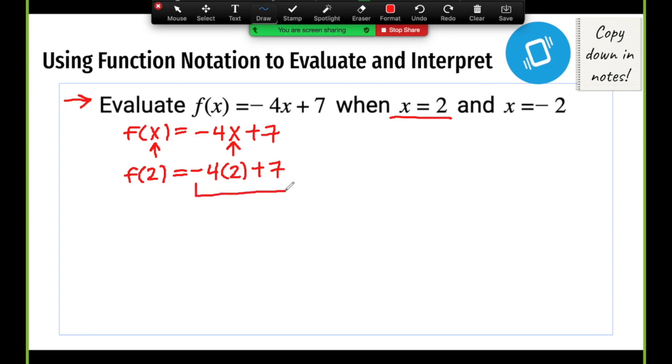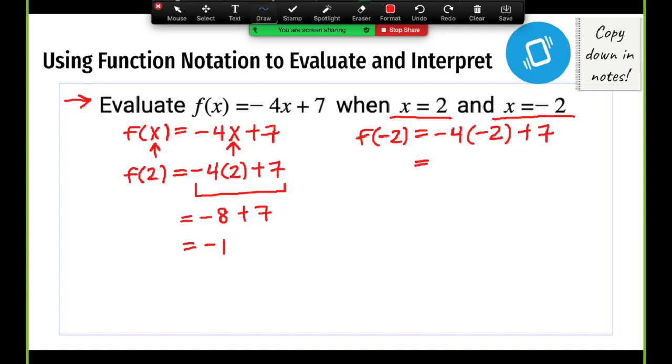And then I simply find my output by solving this equation here. Negative 4 times 2 gives me negative 8, plus 7, which just gives me negative 1 as my answer. If I wanted to find the output for negative 2, I would write down f of negative 2 equals negative 4 times negative 2 plus 7. Negative 4 times negative 2 gives me positive 8. Drop down the 7, and so my output ends up being positive 15.